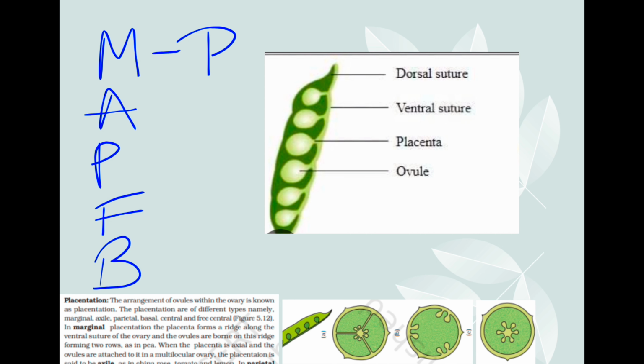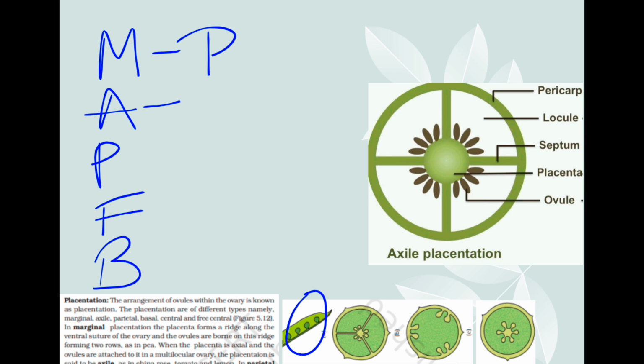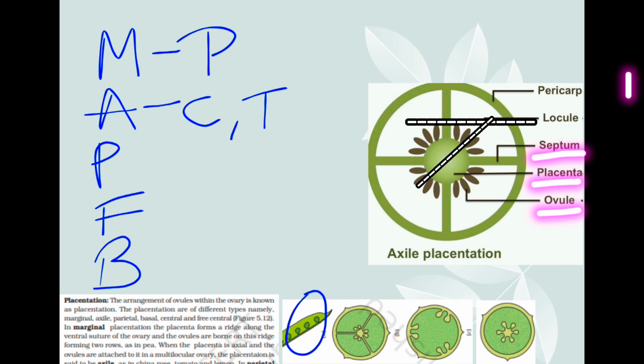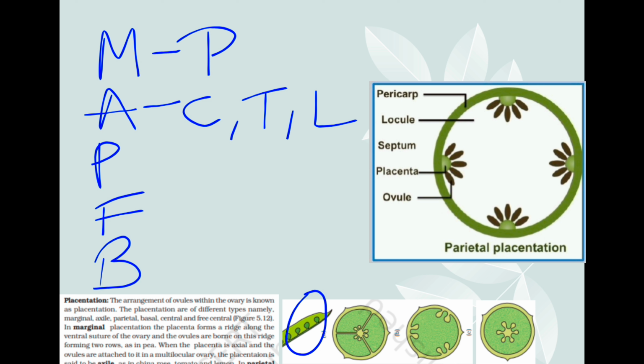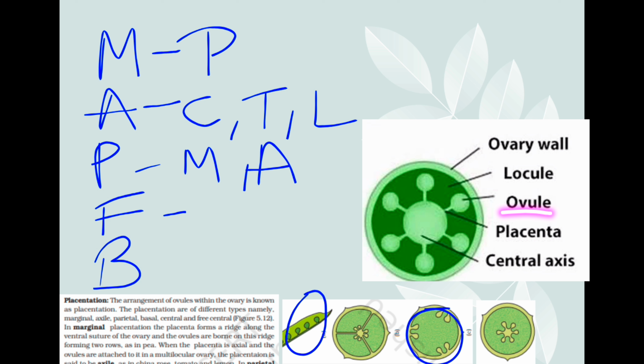Marginal is seen in pea, and the diagram is very clear. In pea marginal placentation, the placenta forms a ridge along the ventral suture. In axile, ovules are attached to the central axis in a multilocular ovary. It is found in China rose, tomato, and lemon. Parietal placentation: ovules develop on the inner wall of the ovary. The ovary is one chambered but it becomes two due to a false septum. Mustard and argemone.